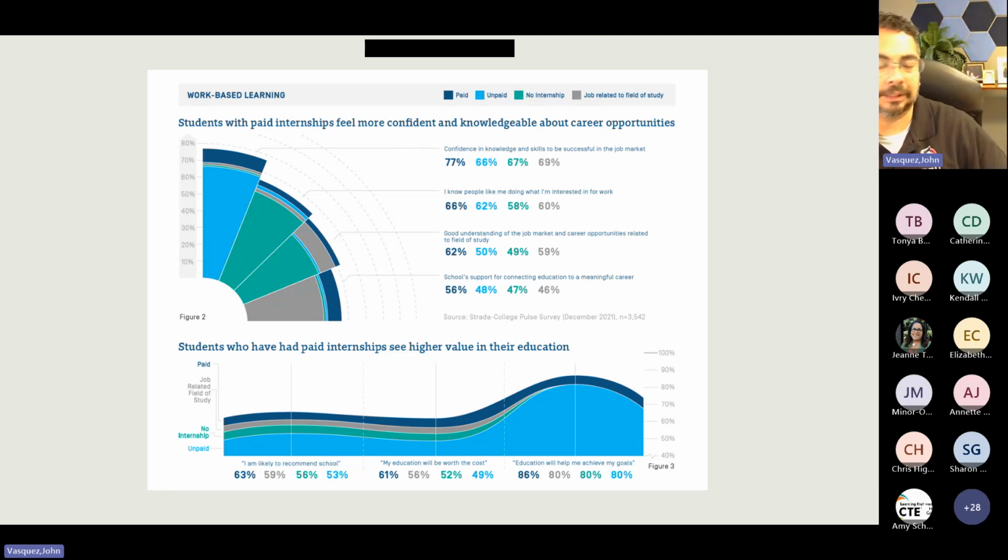It's who participates. Are they paid? Where are they located? How are they connected to the classroom? Just having an internship isn't enough. Or having a work-based learning experience isn't enough. It's all these other things that we talked about or highlighted in the slide before that are also critical.